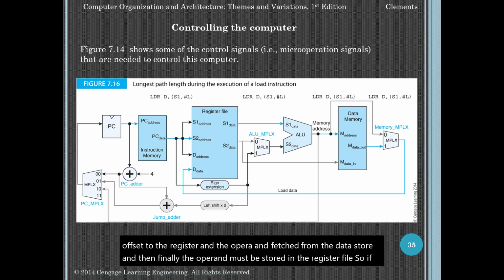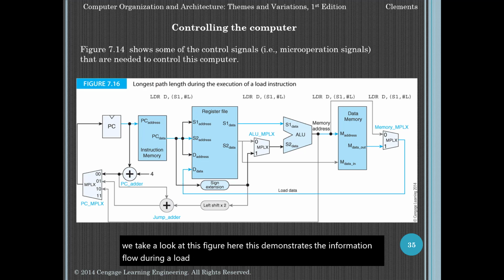So if we take a look at this figure here, this demonstrates the information flow during a load operation with all of our information paths marked in blue. And the sequence of actions and their times during a cycle would be: we have our program counter setup time, so from clock to program counter output stable. And then we would have our read instruction, so from the program counter stable to our opcode stable. And when I say stable, really what we're talking about is it's the end of the cycle. The data is there. It's not going to change. It's okay to access it.